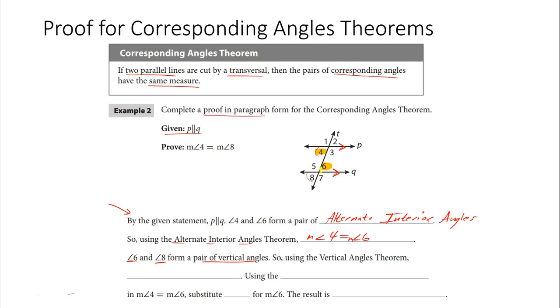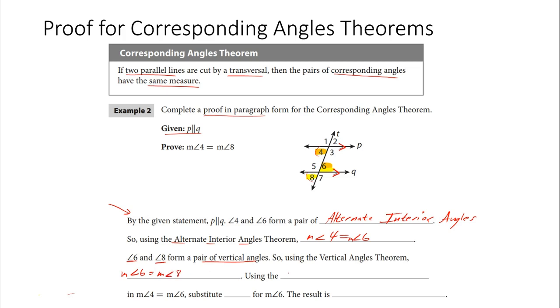There we go. Okay, so angle 6 is here, angle 8 is there, and those are vertical angles. So using the vertical angle theorem, let's go back to my pen and use red. Using the vertical angle theorem, the measure for angle 6 should be the same as the measure of angle 8.